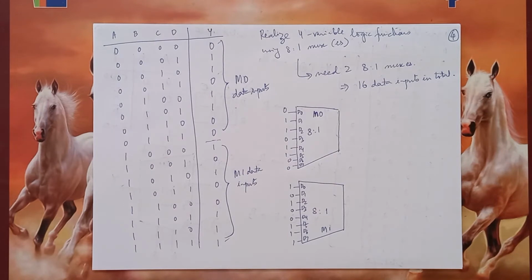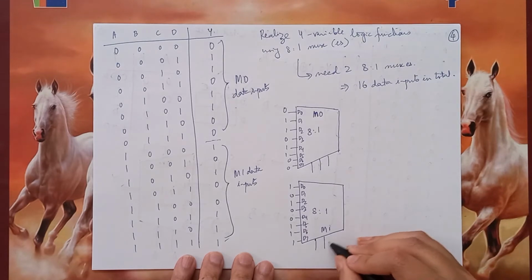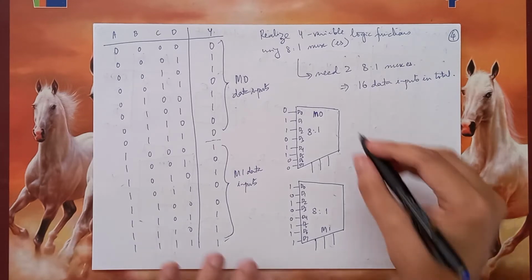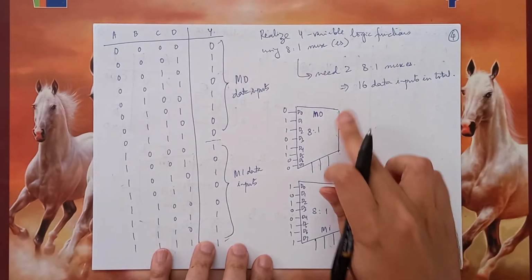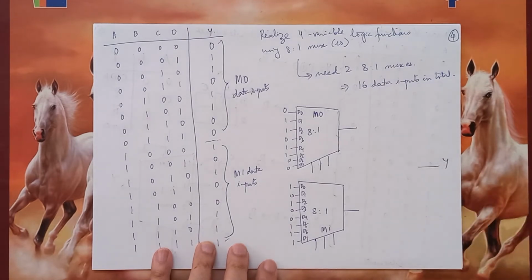Now the question is, each of these muxes will have 3 select inputs. What will they be connected to? More importantly, each mux has one output, but finally I need a single output Y. There must be some kind of logic that is required.